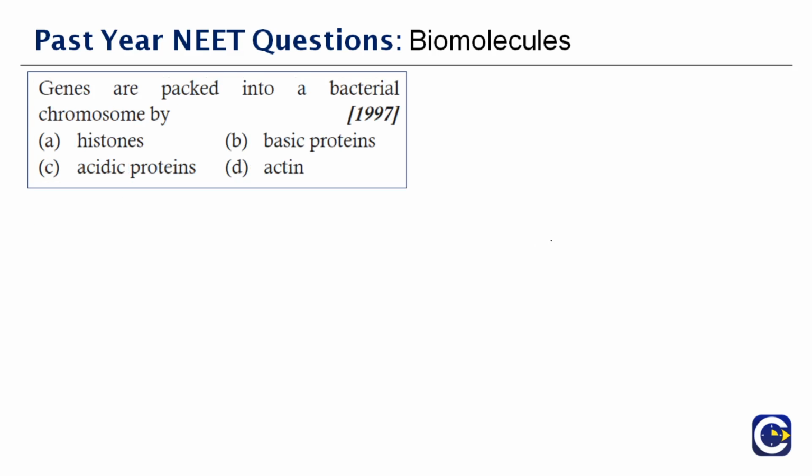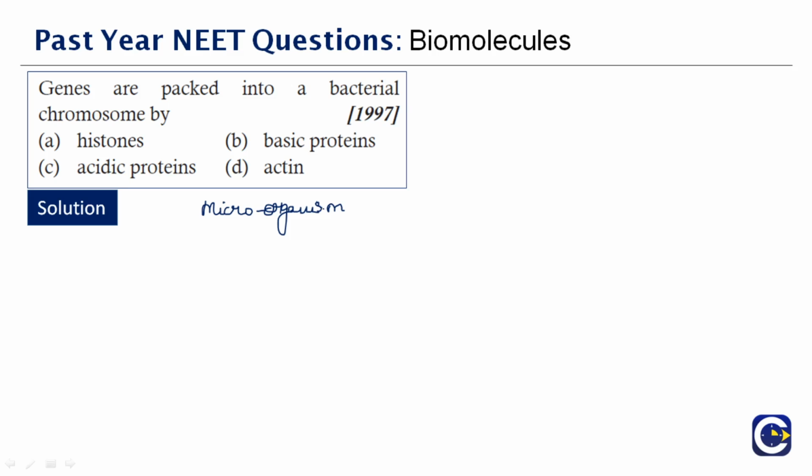Next question here. This question was asked in the year 1997. Genes are packed into a bacterial chromosome with the help of what? This is another easy question for you. If you know about bacteria, this will be easy for you to answer. So what is bacteria? It is a microorganism. We all know that. Micro means something that cannot be viewed under your naked eyes. You have to use a special machine called a microscope, which will help you make it clearly visible to your eyes so that you can see it.